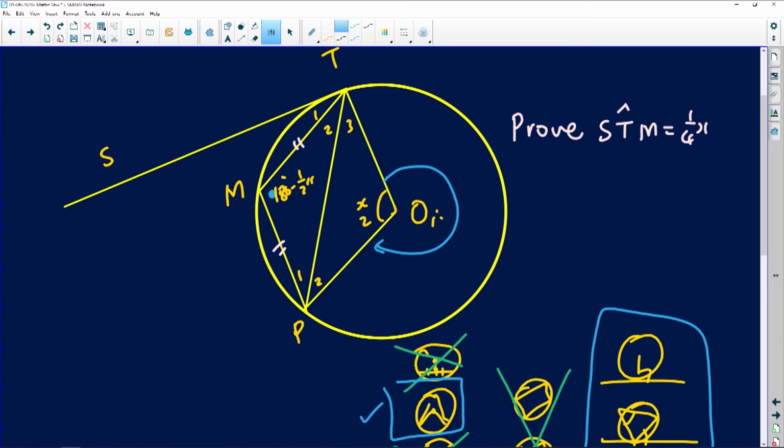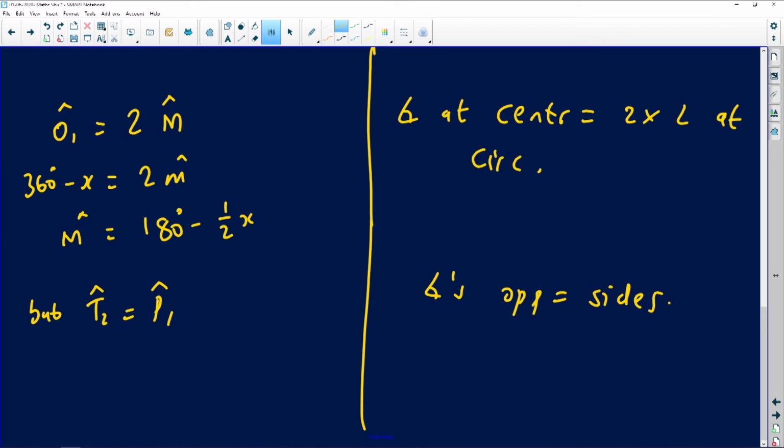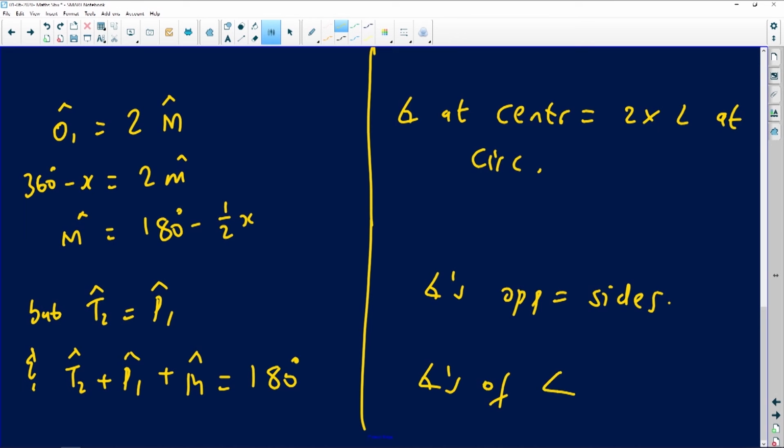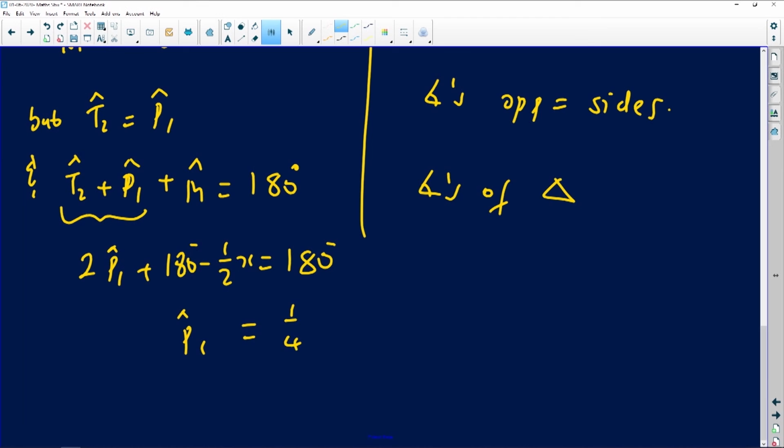Now I'm going to find these two. T2 and P1 are actually equal because the triangle we're dealing with is an isosceles triangle. So angle T2 is equal to angle P1 because those are angles opposite equal sides, right? And we know that angle T2 plus angle P1 plus angle M is 180 degrees. These are the interior angles of a triangle, right? I'm out of time, so I'm trying to rush this through so that you can see what is going on. I'm going to call these both P1 because they are the same. So 2 times angle P1 plus 180 minus half x is 180, which makes angle P1 equal to a quarter of x.